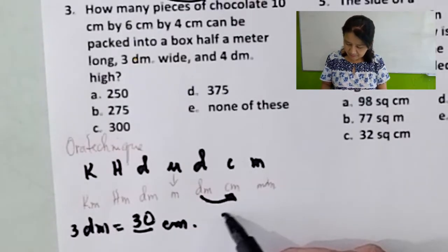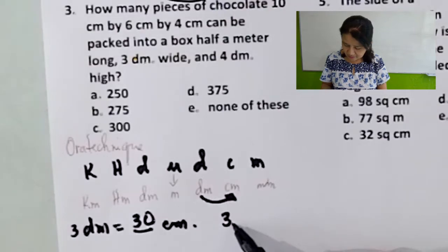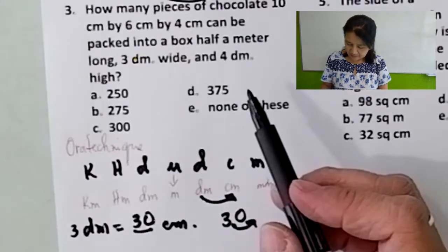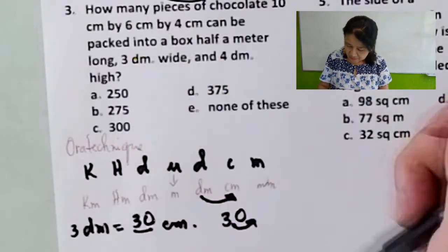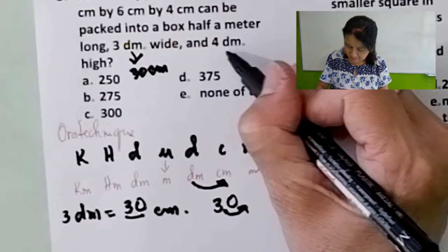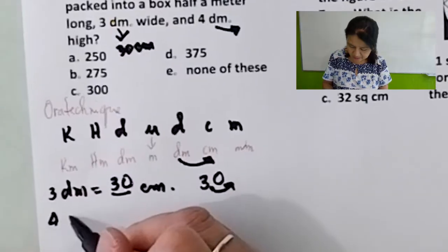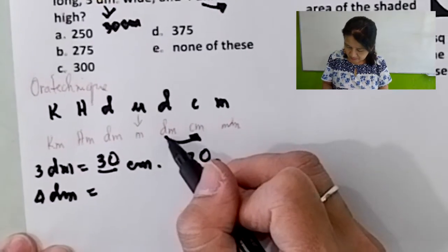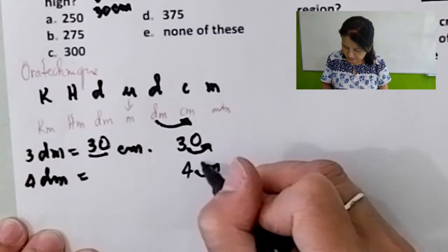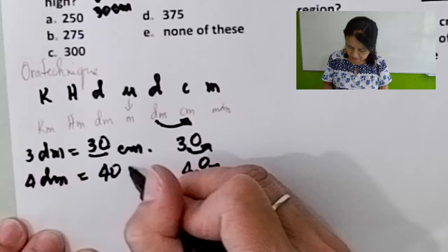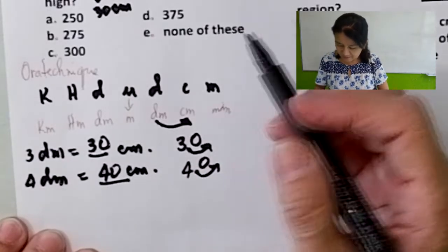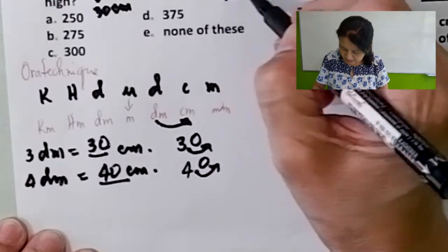Or you just copy the 3, move the decimal point 1 place to the right, so it becomes 30. There. So 3 decimeters is now 30 centimeters. 4 decimeters, decimeter to centimeter, 1 movement to the right. So 4, move the decimal point 1 place to the right, you get 40 centimeters, or just simply multiply 4 by 10. That's another way. So you have here 40 centimeters.